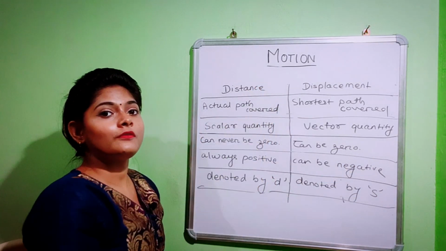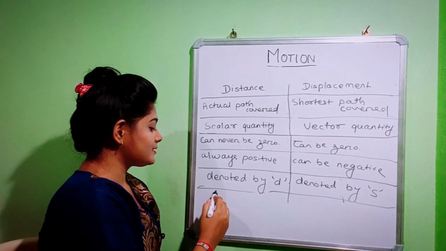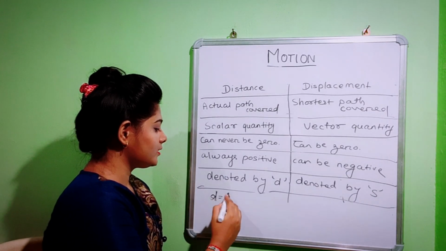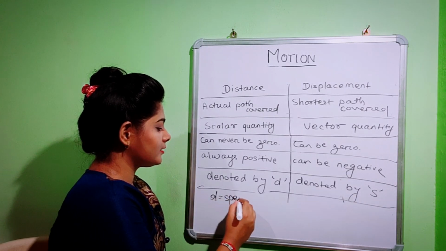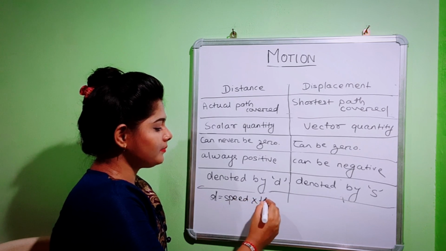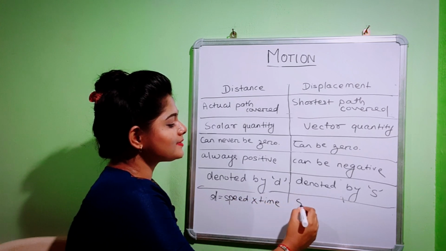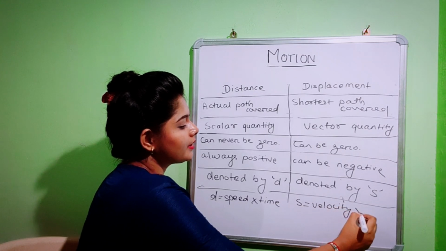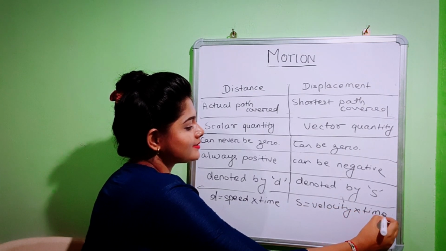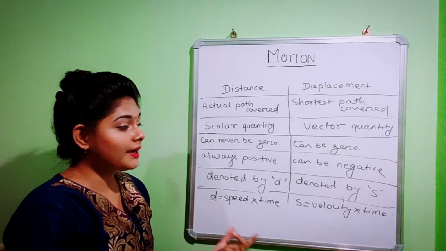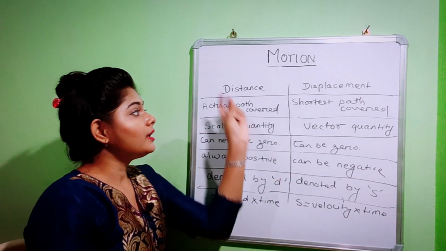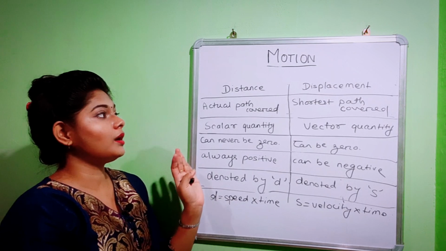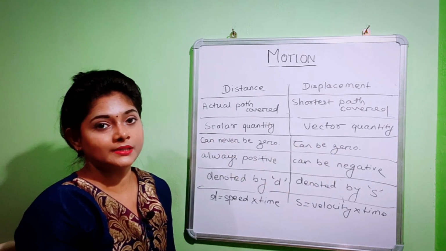So the formula for distance is equal to speed into time, and displacement is equal to velocity into time. In the coming classes, we will study about speed and velocity. So this is the difference table of distance and displacement.